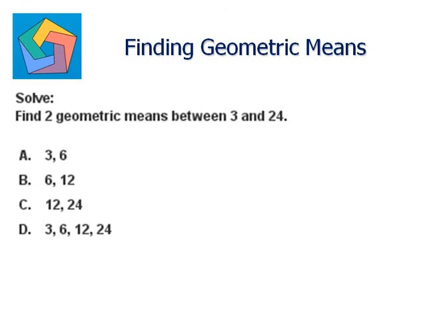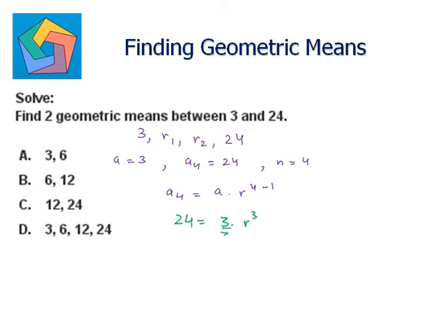Next problem. Solve. Find two geometric means between 3 and 24. So 3, r1, r2, 24. a becomes 3, a4 is 24, n is 4. So we can say a4 is equal to a times r raised to the power 4 minus 1. 24 is equal to 3 times r cube, dividing by 3. 3 and 3 strike out. 3 times 8 is 24. So 8 is equal to r cube, or we can say r cube is 8.